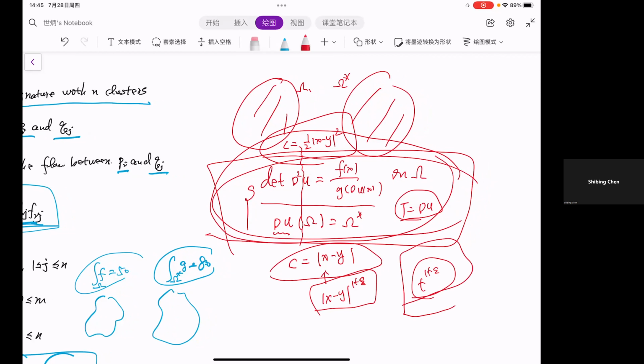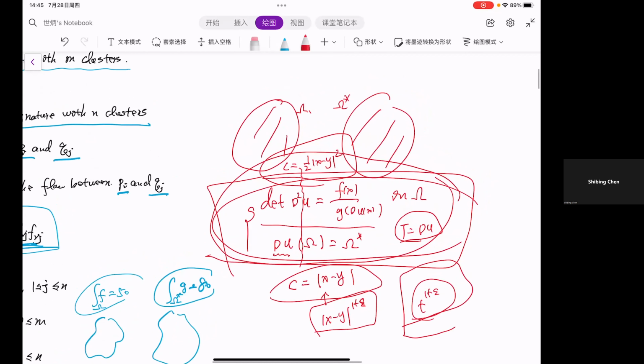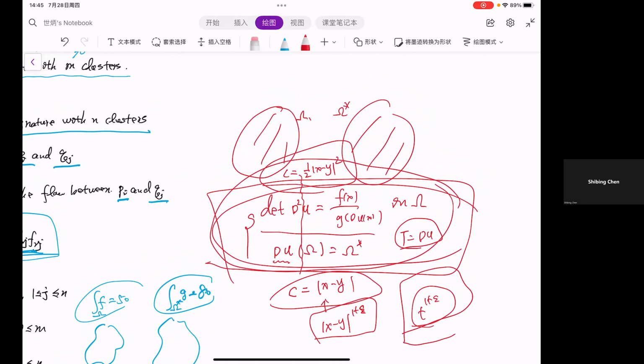You don't have an equation. You can only use analysis. Many tools are not useful in this case. Also, let me mention one more thing. In this case, there is no good regularity. There are some counterexamples that say even for the full transport problem, even if the densities are smooth, the mapping T may not be smooth. There are some counterexamples.